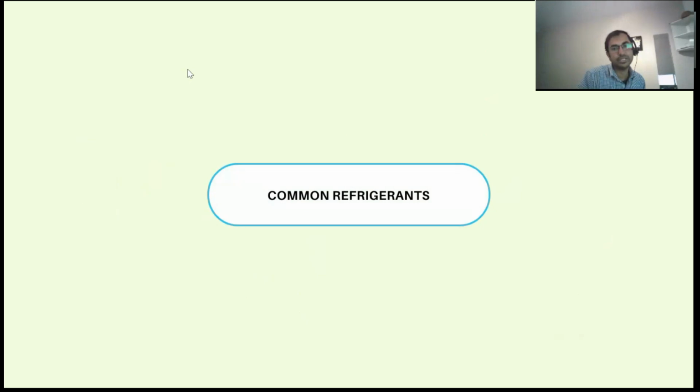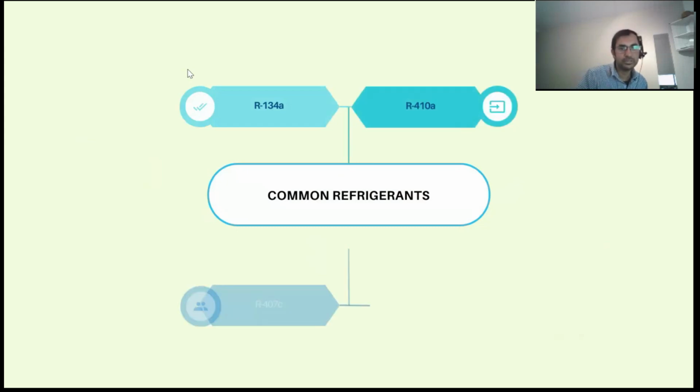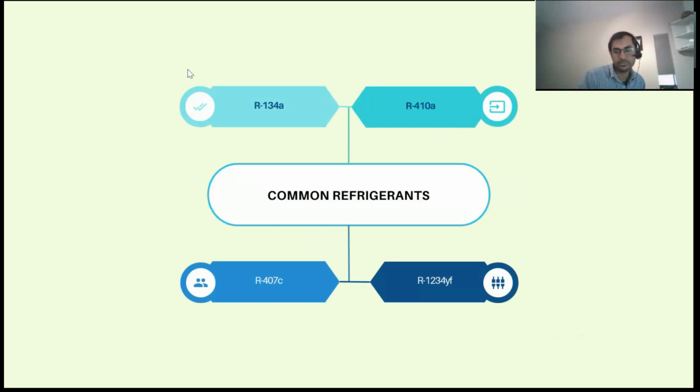Common refrigerants in our industry are R134a, R410A, R407C, and R1234yf or ZE. These are the commonly used refrigerants in our industries.